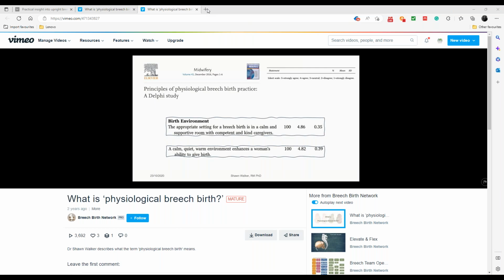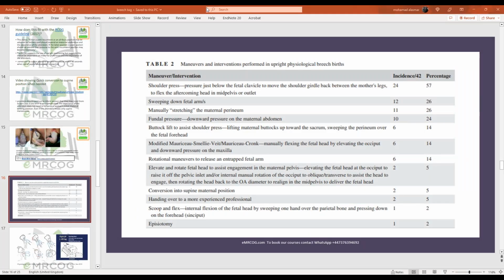There is a very good picture. However, it needs more understanding of the breech delivery and the maneuvers done in the breech delivery, which I used in my presentation, trying to bring you the definition that you will see, and what is the meaning of each maneuver.